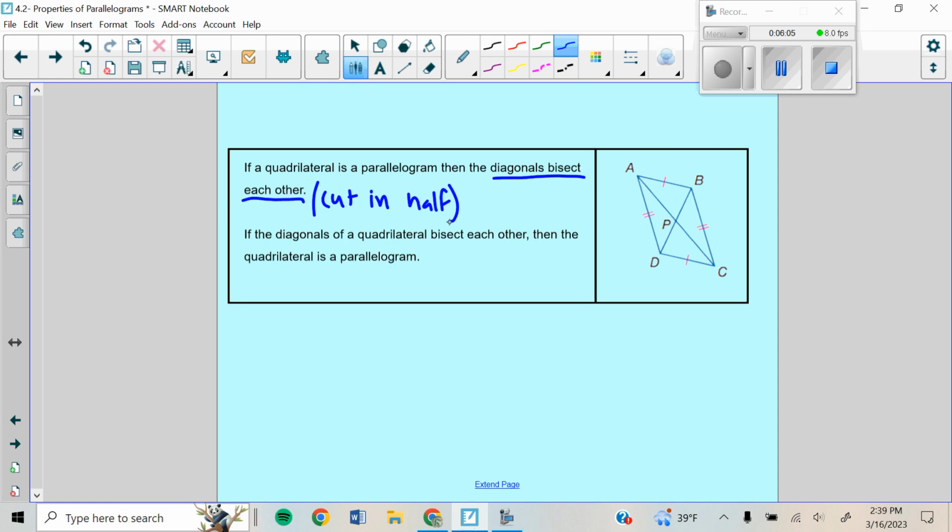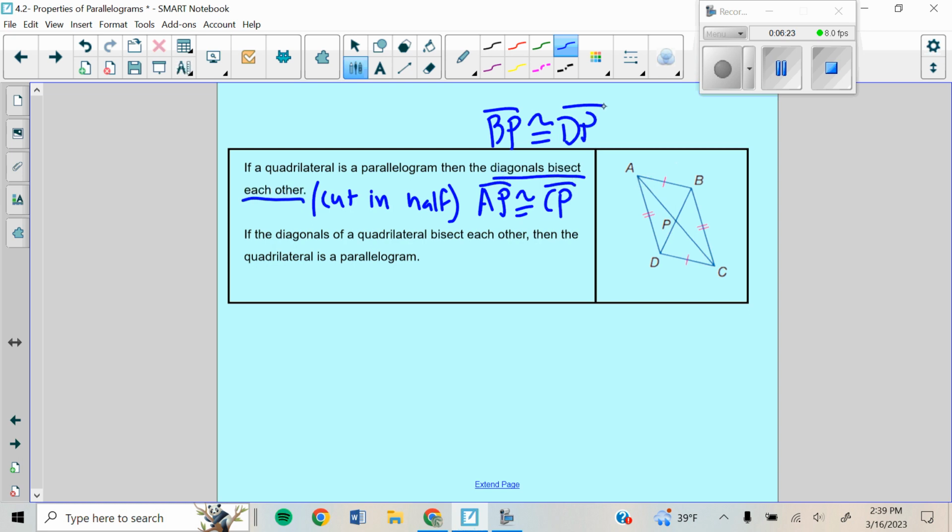When we say cut in half, that means it's split into two equal portions. So AP is half of my diagonal AC. So I would say AP is congruent to CP. I can say the same about the diagonal BD: BP is congruent to DP.